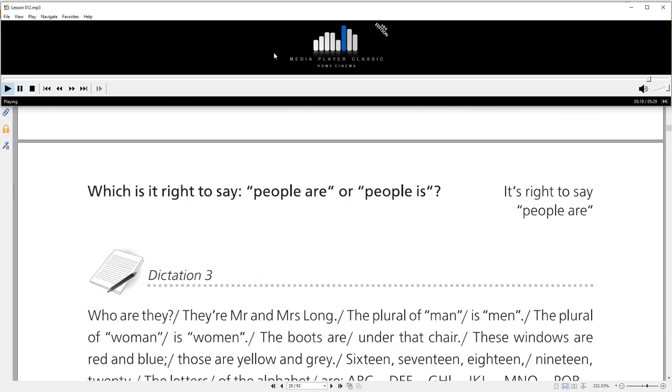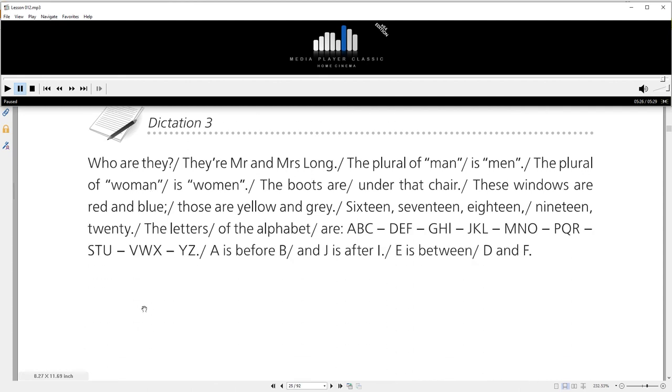Which is it right to say? People are, or people is? It's right to say people are. Who are they? They are Mr. and Mrs. Long. The plural of man is men. The plural of woman is women.